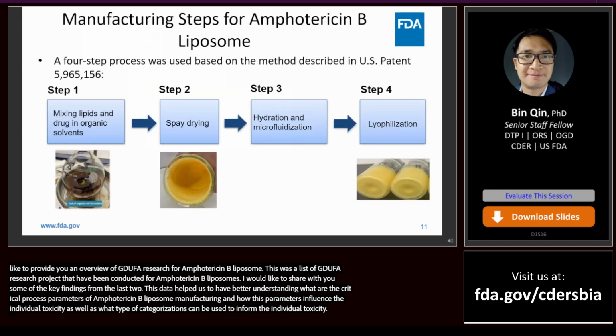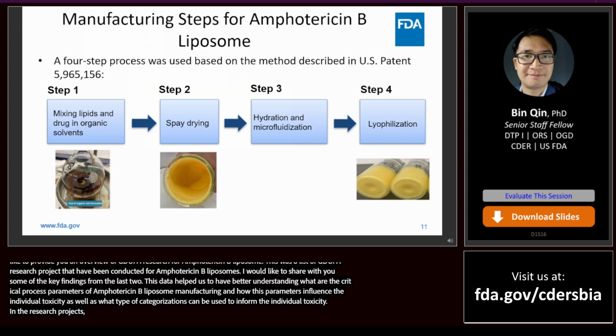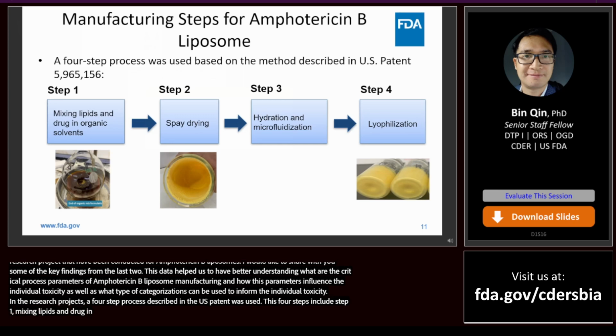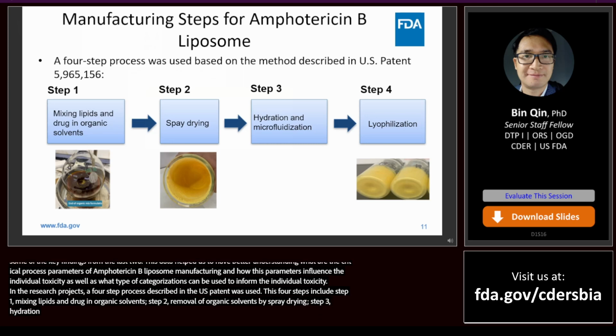In the research projects, a 4-step process described in the US patent was used. These 4 steps include Step 1, mixing lipids and drug and organic solvents. Step 2, removal of organic solvents by spray drying. Step 3, hydration of the spray dry powder and microfluidization to form liposomes. And Step 4, lyophilization to a dry powder as the final product.